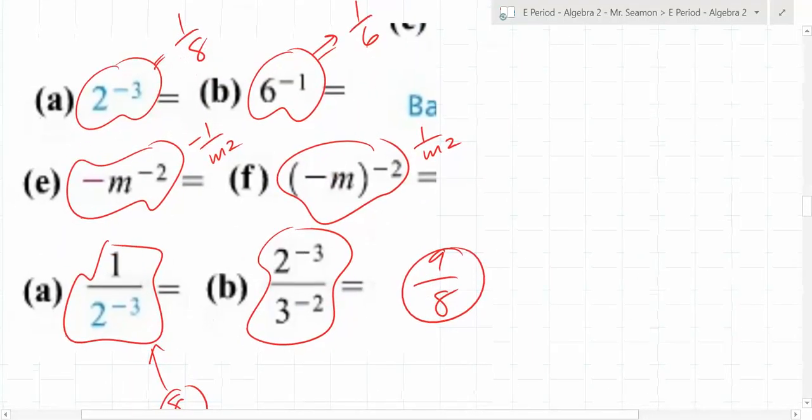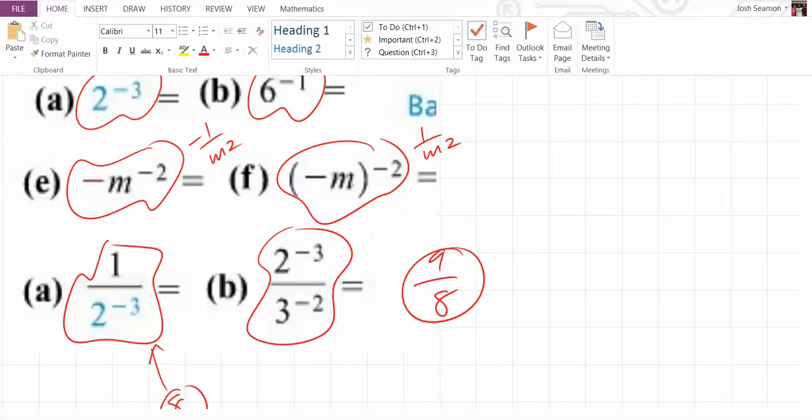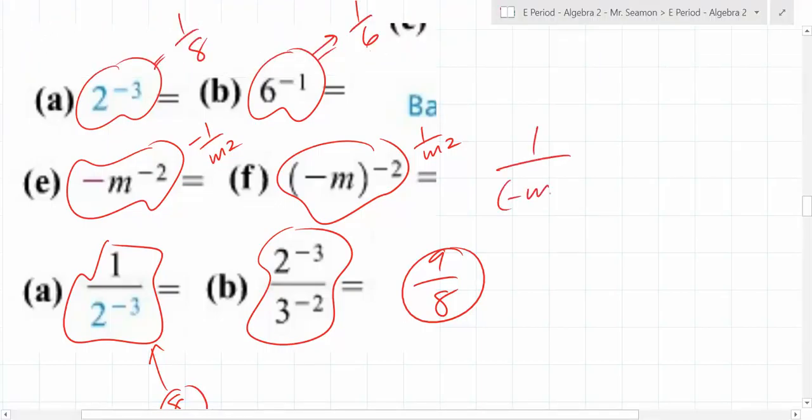Which one would you like to talk about? Because that's equal to, what does the negative exponent mean? 1 over negative m squared. That's 1 over negative m times negative m. What's a negative times a negative? A positive. That's why the negative goes away.